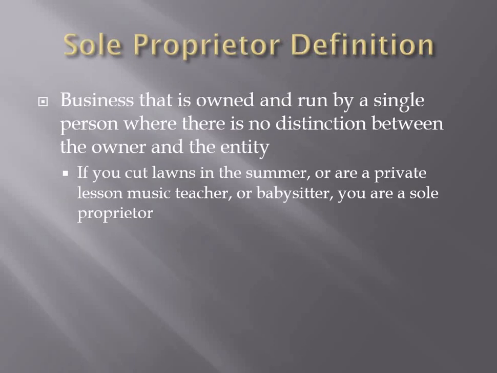Anyway, we'll start off with sole proprietorship. A sole proprietorship is a business that is owned and run by a single person, where there is no distinction between the owner and the entity. So essentially the owner operates it. They might have one or two employees. They could have a few more, but typically they don't, for a variety of legal reasons.